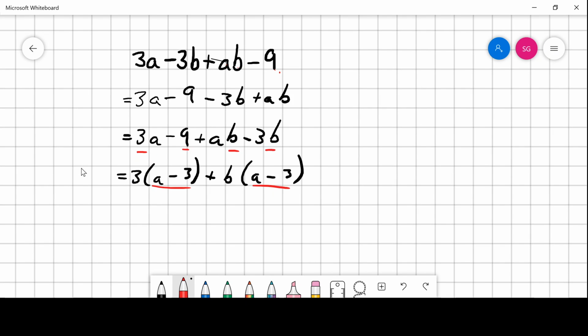And then finally, we're just going to go, okay, let's group these off and go, okay, we've got a common factor here. So we've got a minus 3 by 3 plus b. Sweet. So we've gotten this all answered out.